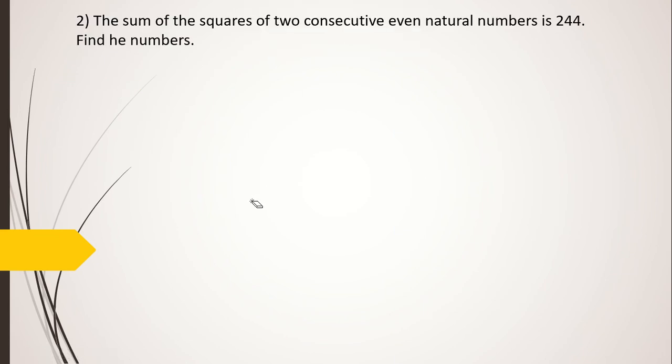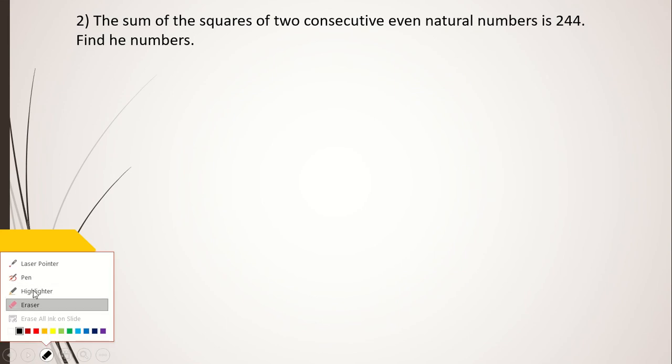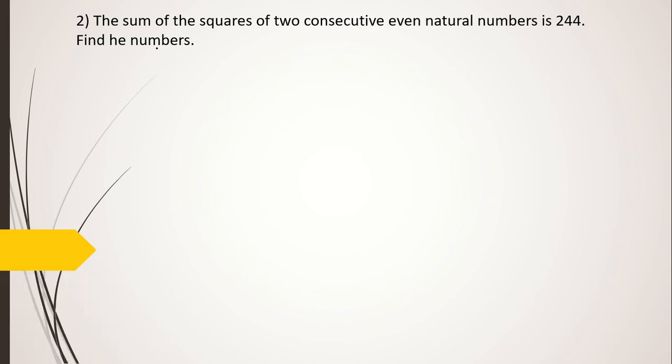Let's read the sum carefully first. The sum of the squares of two consecutive even natural numbers, not just natural numbers, they are even natural numbers, is 244. Find the numbers. Now what are even numbers? Numbers that are divisible by 2, or the numbers that are all coming in 2's table: 2, 4, 6, 8, 10 and go on. Okay.